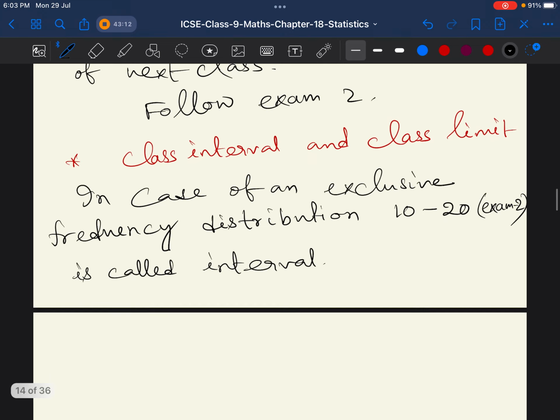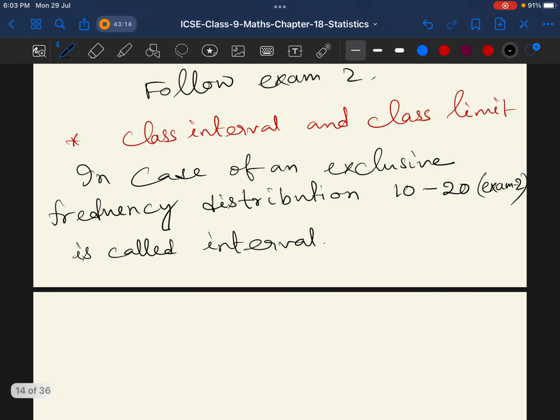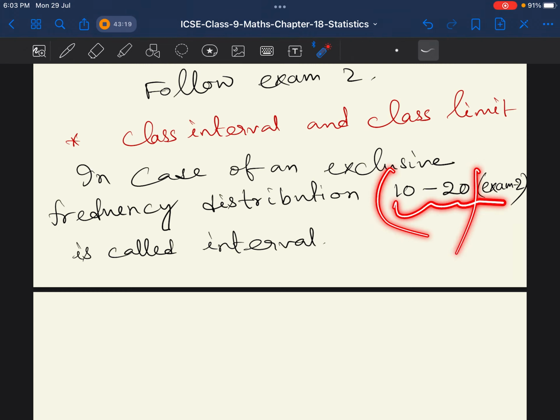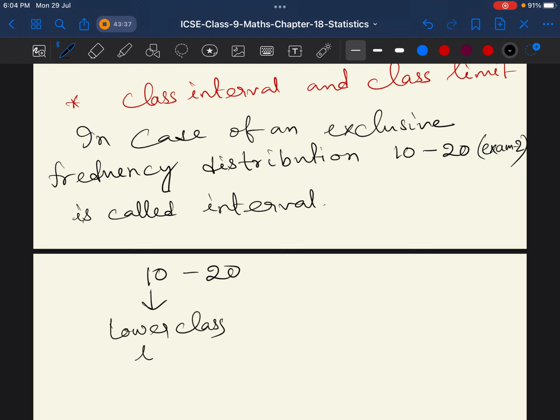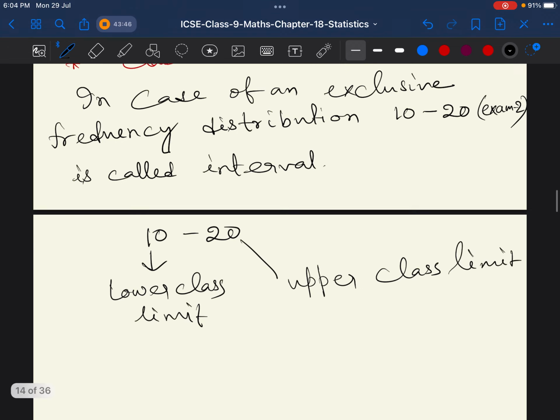So here you see 10 to 20 is called class interval. And class limit, here you see 10 and 20 is called class limit. 10 is the lower class limit in this class interval and 20 is the upper class limit in this interval.